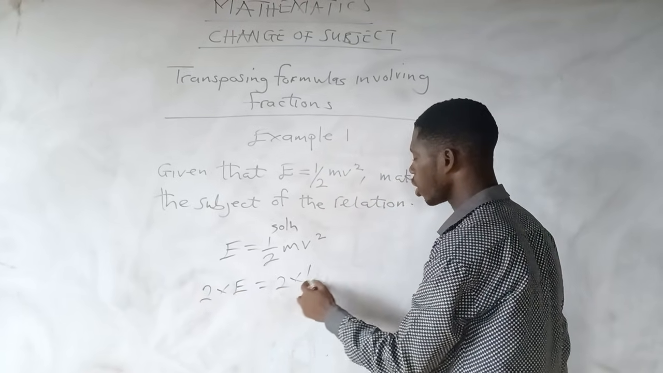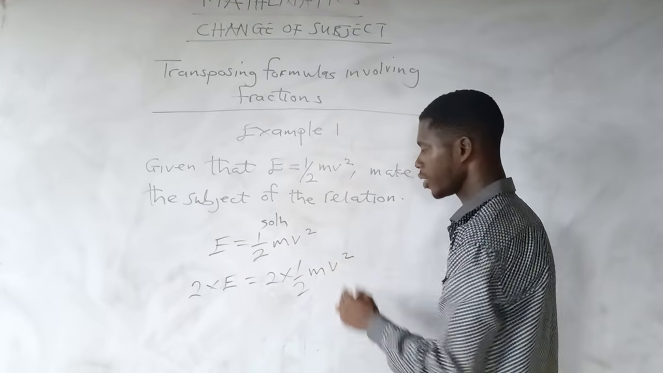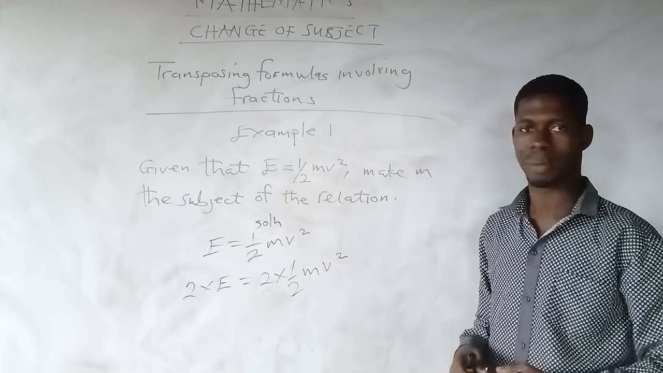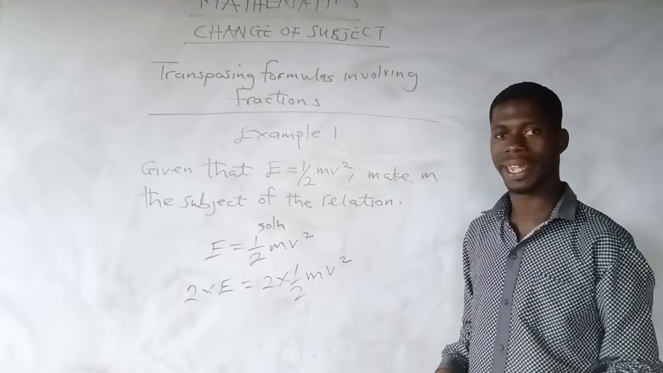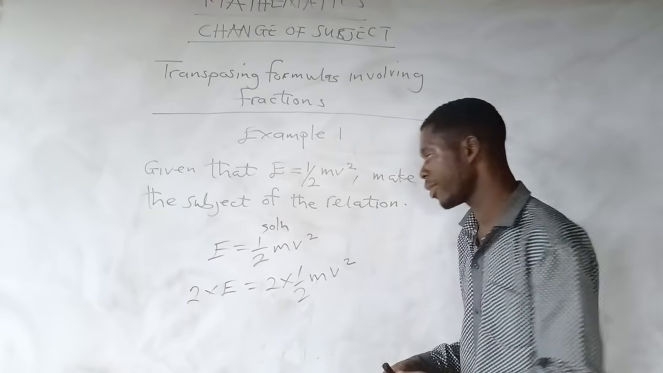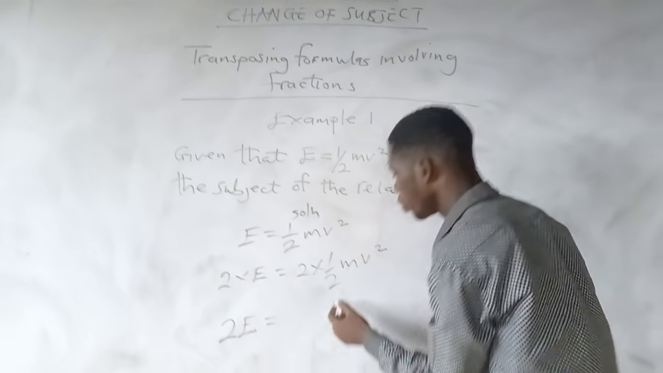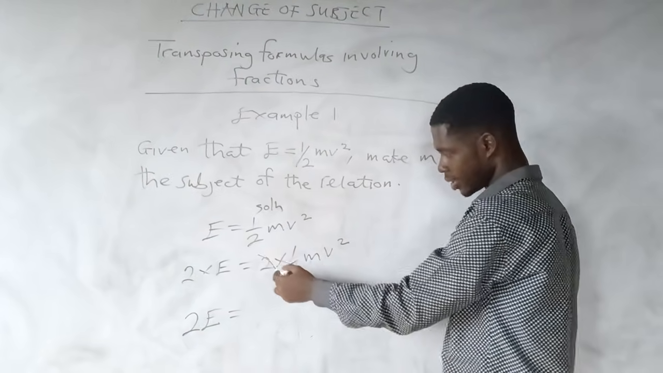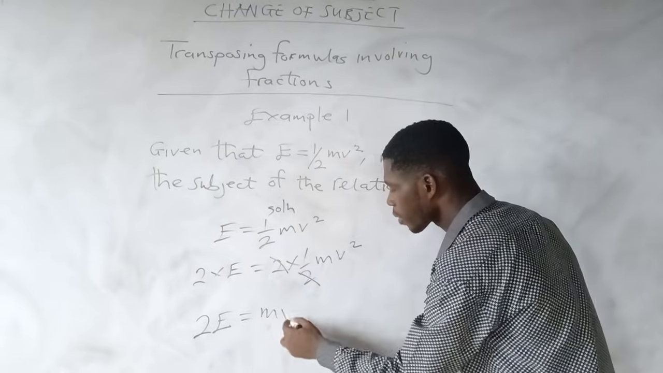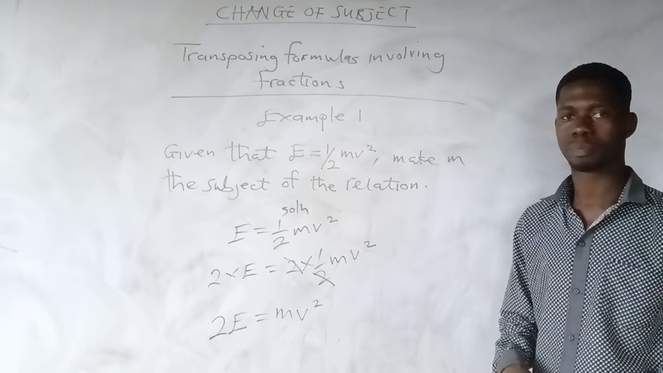2 times 1 over 2 times mv squared. So that is the first method. We multiply each term by 2 so that we can eliminate the fraction. So for the left hand side, we get 2E equal to, then this 2 will cancel these 2. So here we will be left with mv squared.